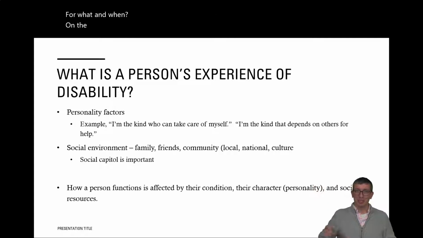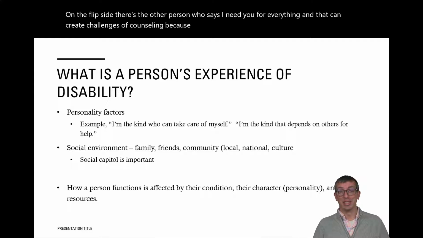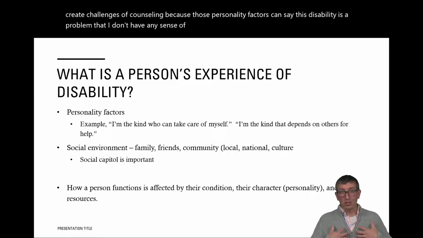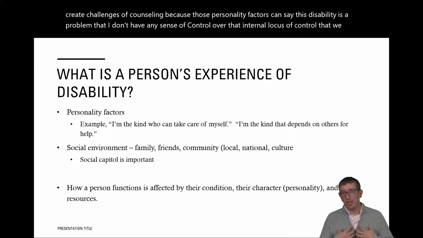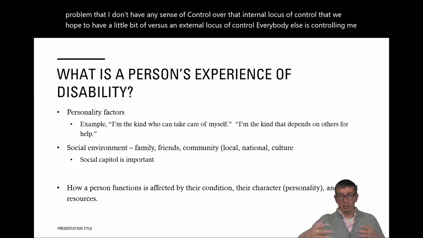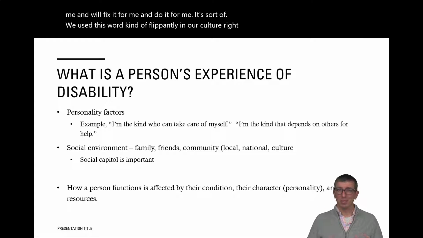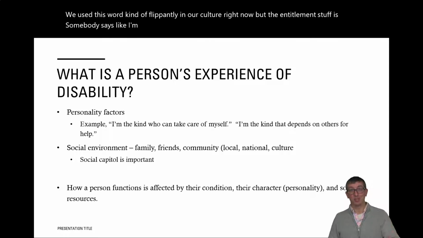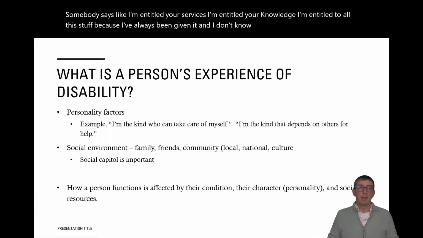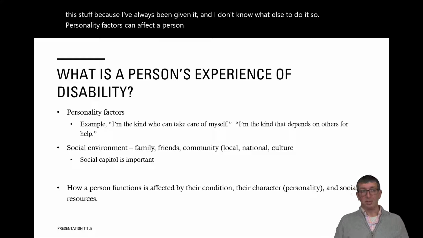On the flip side, there's the other person who says, I need you for everything. And that can create challenges with counseling because those personality factors can say, this disability is a problem that I don't have any sense of control over. That internal locus of control that we hope to have a little bit of, versus an external locus of control. Everybody else is controlling me and will fix it for me and do it for me. We use this word kind of flippantly in our culture right now, but the entitlement stuff is somebody says, I'm entitled to your services. I'm entitled to your knowledge. I'm entitled to all this stuff because I've always been given it and I don't know what else to do. So personality factors can affect a person's experience of their own disability.